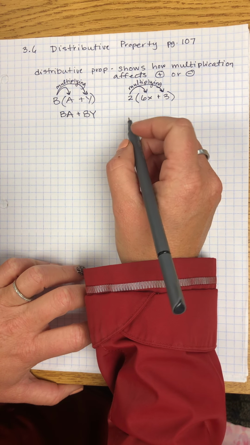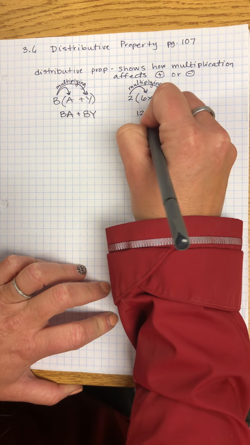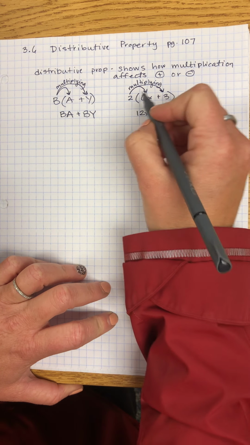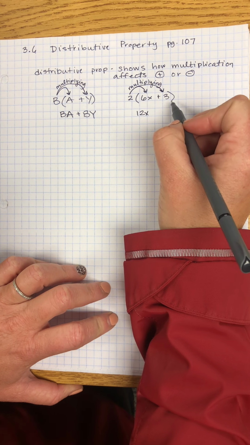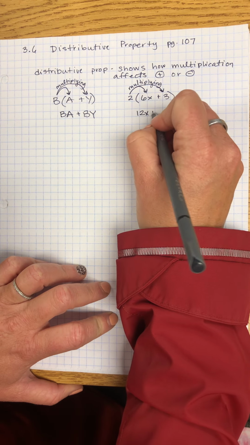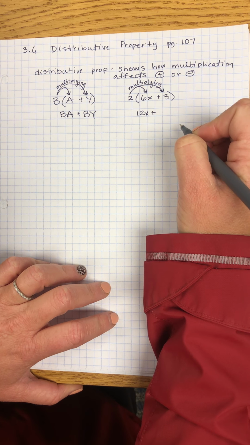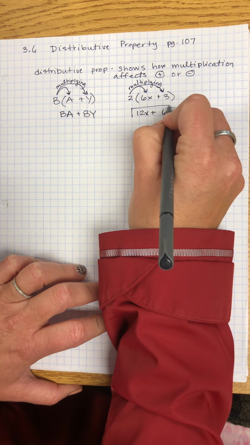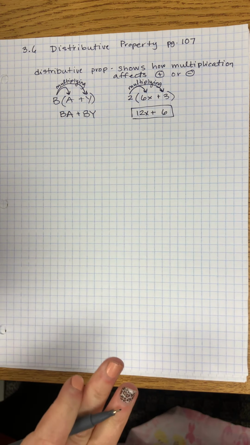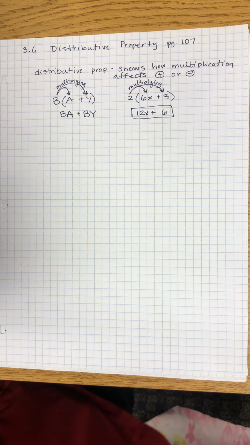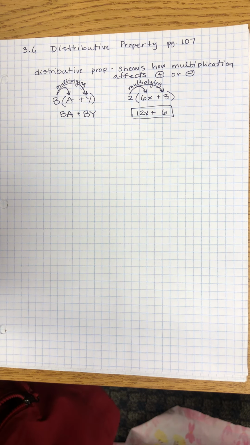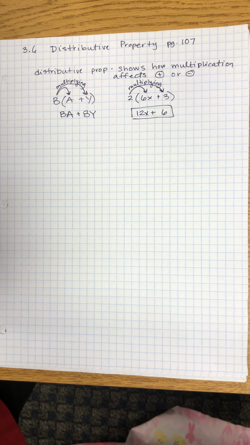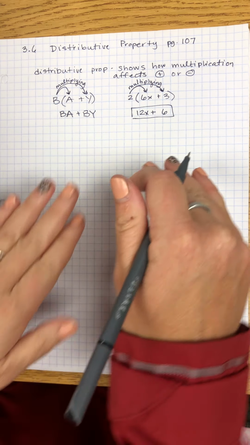What is that going to be? 12x. It is. Nice job. Because 2 times 6 is 12, and I'm going to keep my label. And then I have to do 2 times the other number in parentheses, which is 6. And these two do not have the same label, so they cannot be combined. This is finished. This is pre-algebra. This is completed.